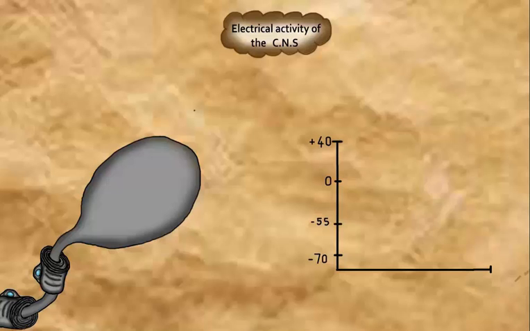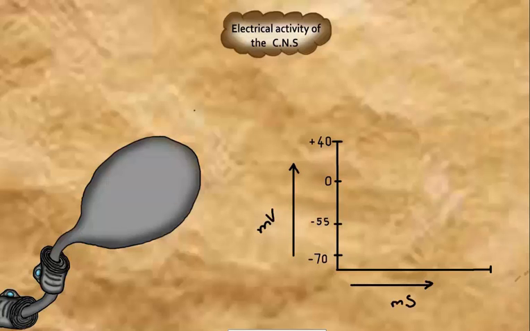Our second video on the chapter of the central nervous system is about the electrical activity of the central nervous system. This video is divided into three segments. First off, we will start with the resting membrane potential, then the local potential, and in the third segment we will discuss the process of action potential.